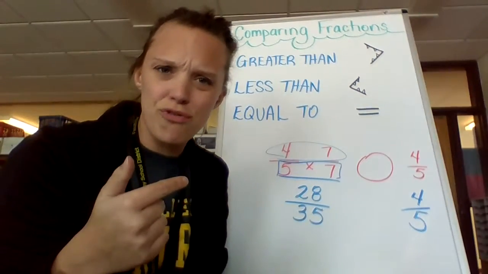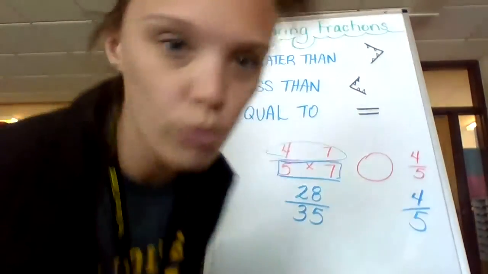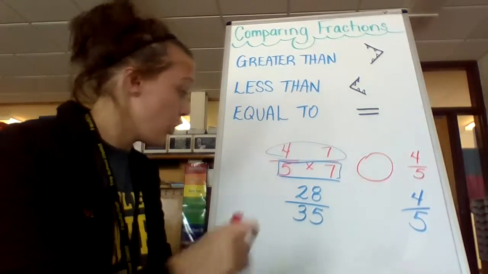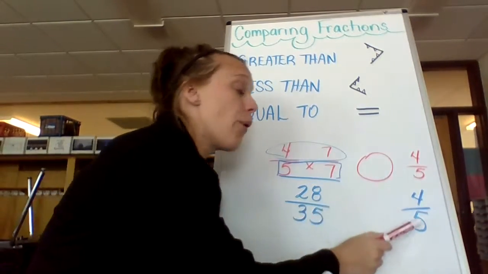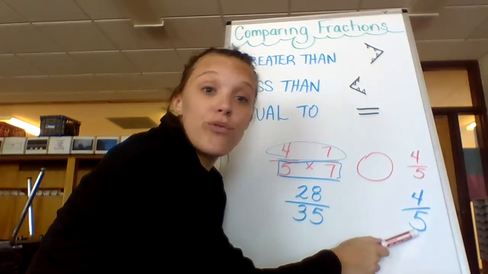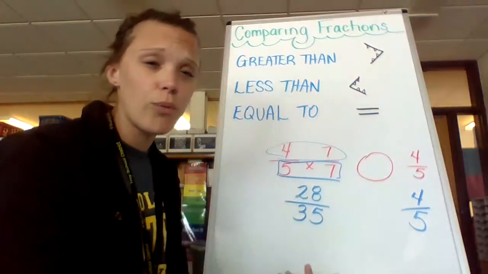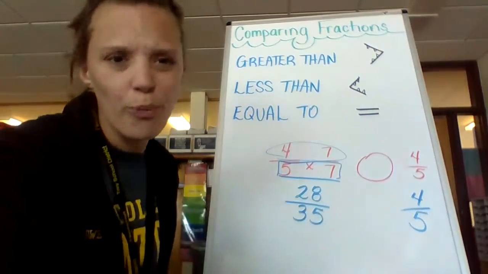Can we compare two fractions when the denominators are different? No, we cannot. So you can do one of two things. You can simplify this fraction, or make 4/5 an equivalent fraction with the new denominator of 35. Whichever way you happen to go doesn't matter, but I'll show you both ways.